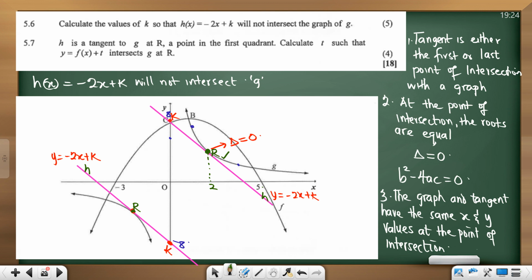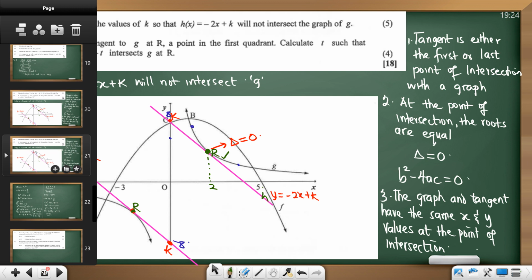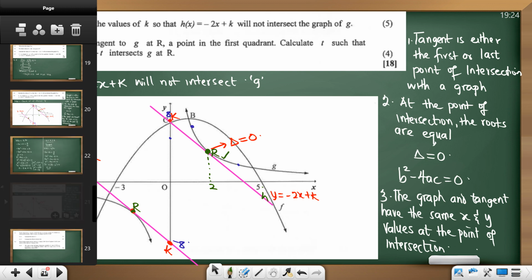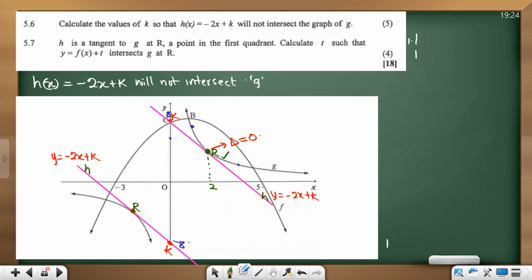That's not what we are looking for. I need to draw this on a new page. It's going to look messy. Even after grade 11, before you get to grade 12, in your holiday, work on functions. Work on functions, because you're not going to get everything right now in grade 11. Find the missing part. Now it says h is a tangent to g at R. Already we know what R is, our x value, a point in the first quadrant.